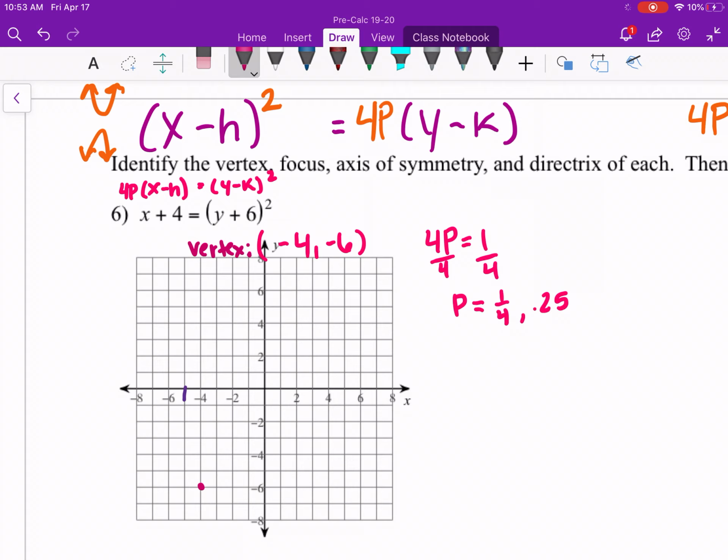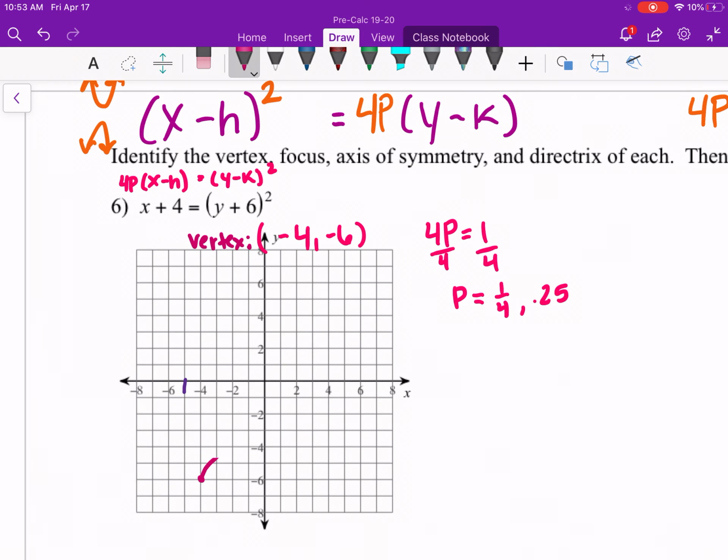So I look at the equation. I find that the squared term is on the y, which means my options are left or right if y is squared. And then to choose between left or right, I look at the 4p. If the 4p is positive, then it's going to open to the right. If the 4p is negative, it's going to open to the left. And so looking at 4p, it's just 1. P is positive 1/4. So I know that this parabola is going to open to the right.